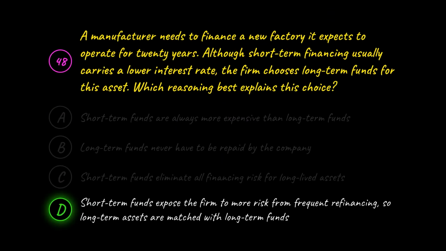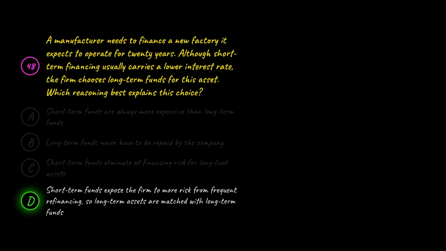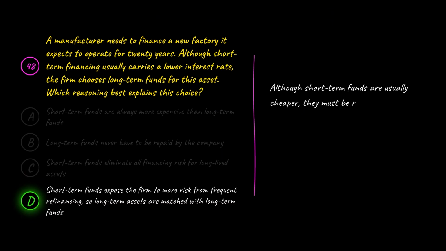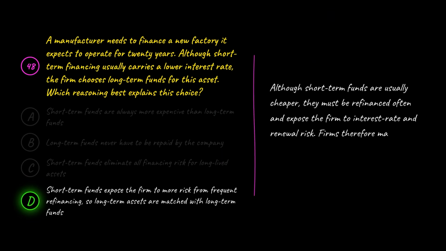The correct answer is D. Short-term funds expose the firm to more risk from frequent refinancing, so long-term assets are matched with long-term funds. D is correct because although short-term funds are usually cheaper, they must be refinanced often and expose the firm to interest rate and renewal risk. Firms therefore match long-lived assets with long-term funds to gain stability, which is why the factory is financed long-term.